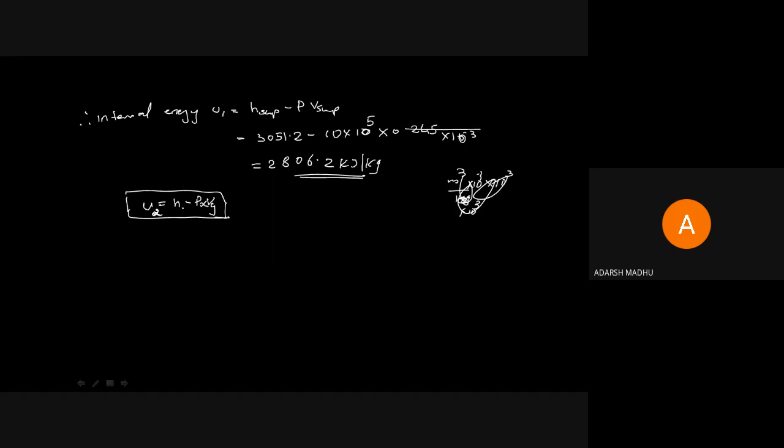H superheated is the initial value. Expansion is happening here. H minus P into X Vg is to be found for the second state, and U2 minus U1 will be the change in internal energy. So how can we find the value of H?